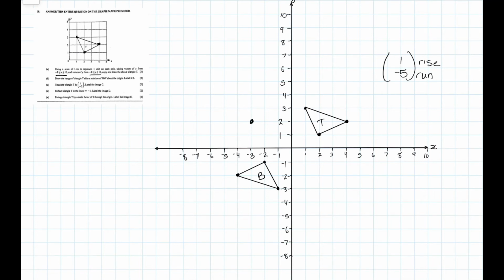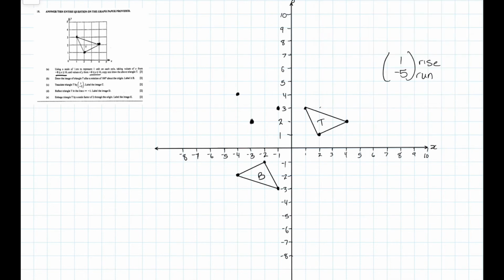which is right here. And then for the point that is at 4, 2, we're going to go up once and go to the left 5 times, just right here. And for the last point, which is at 1, 3, we're going to go up once and to the left 5 times, which is right here.